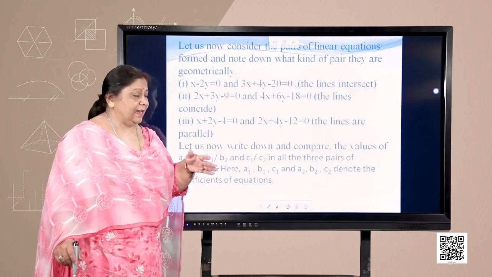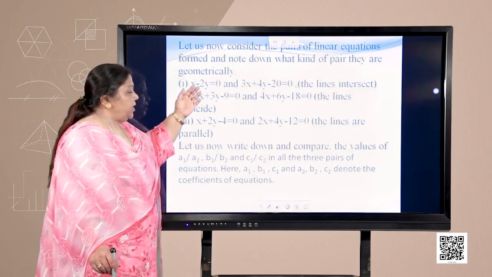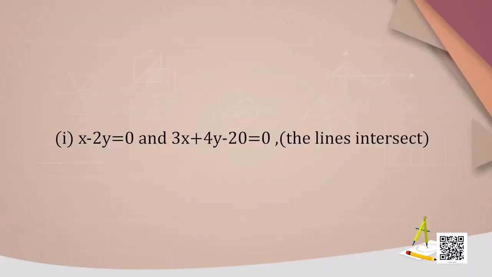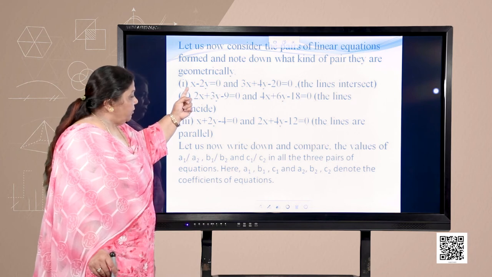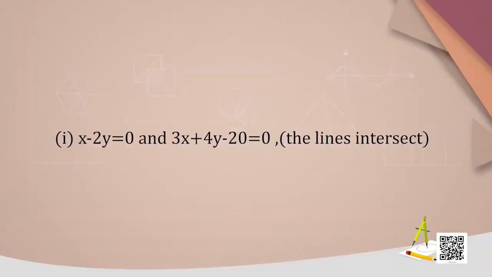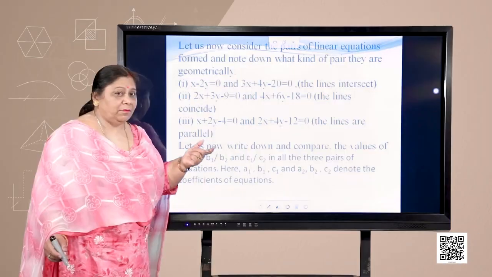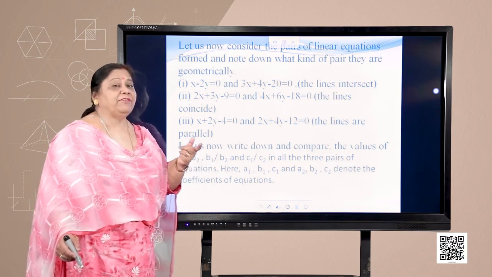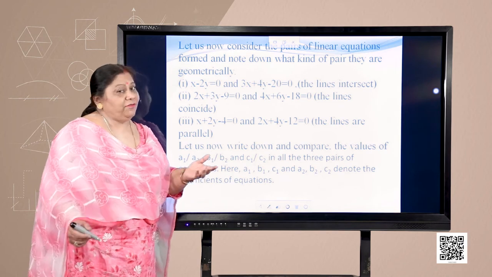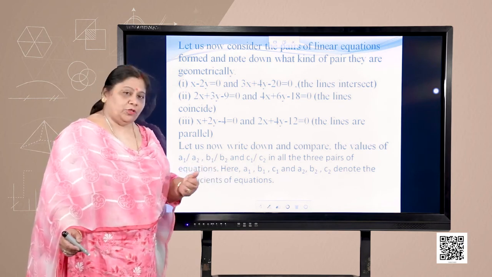Very interesting. Let us see. We have three different pairs of linear equations here. x minus 2y is equal to 0 and 3x plus 4y minus 20 is equal to 0. The lines intersect in this case because can you see 1 upon 3 will not be equal to minus 2 upon 4. By the sight of the linear equations, we can just judge whether they will have a unique solution or infinitely many solutions or no solution.